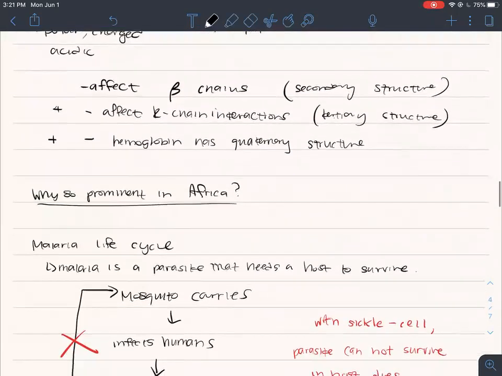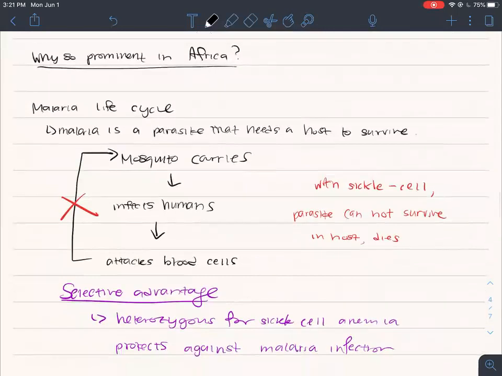And the reason it's so prominent in Africa is because, well, you first have to know about malaria. Malaria is a parasite that needs a host to survive, and it comes from mosquitoes. The mosquito carries malaria and infects humans. It attacks our blood cells, and then it reproduces, and the cycle keeps continuing. When someone has sickle cell disease, the parasite can't survive because it's not getting the specific nutrients that it needs in our red blood cells, due to the mutation.